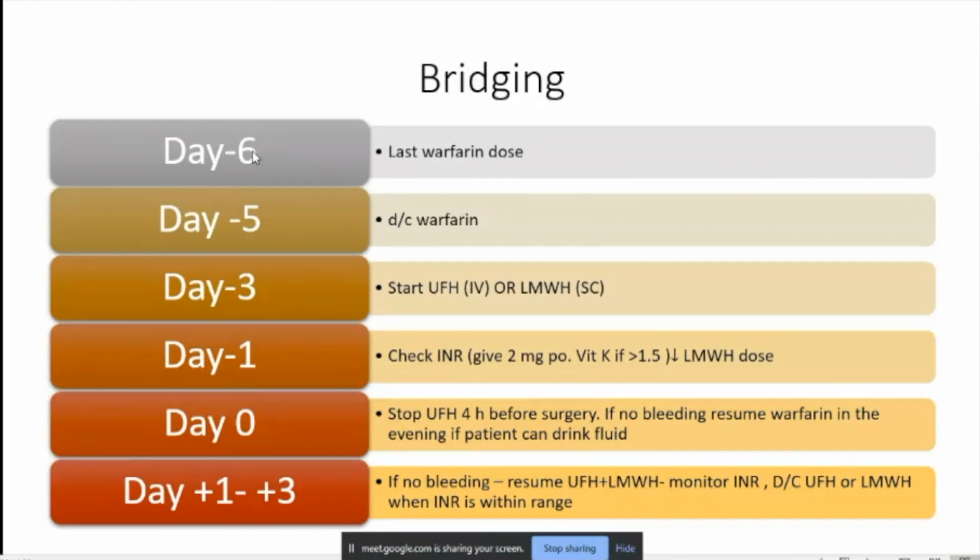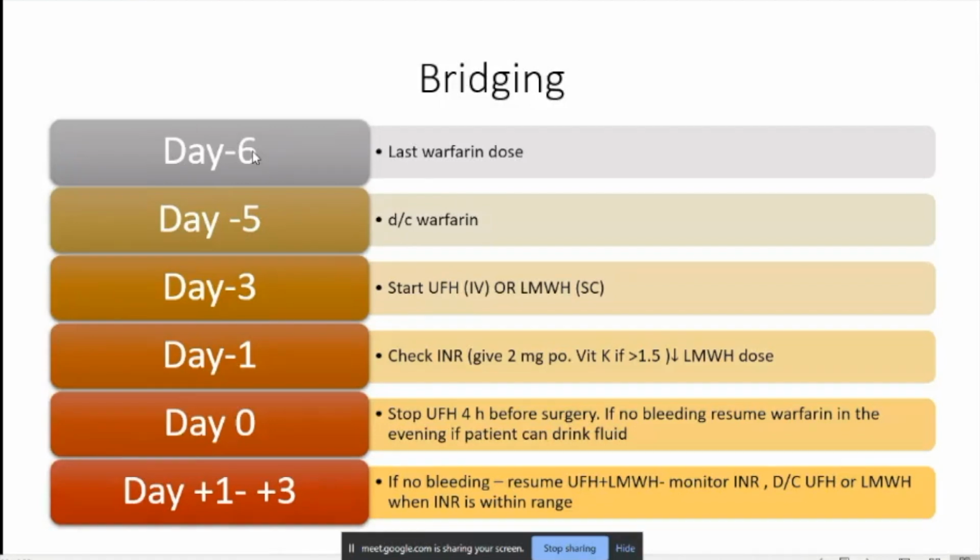Day -1, that is just a day before the surgery, right? So we check the INR. Okay, give 2 milligrams per oral. What we give 2 milligrams per oral is not warfarin, it's vitamin K, if the INR is above 1.5. We give vitamin K 2 milligrams per oral if the INR is above 1.5, and at the same time we have to decrease the low molecular weight heparin dose.